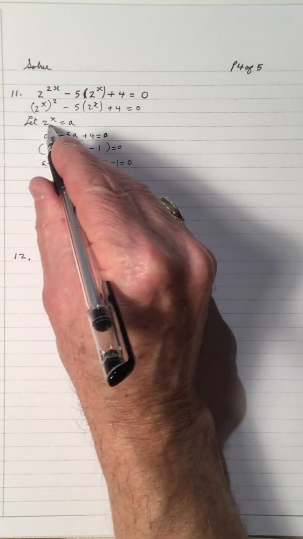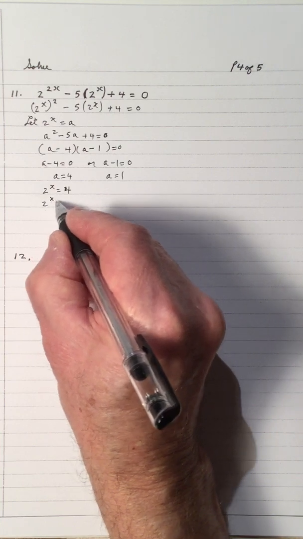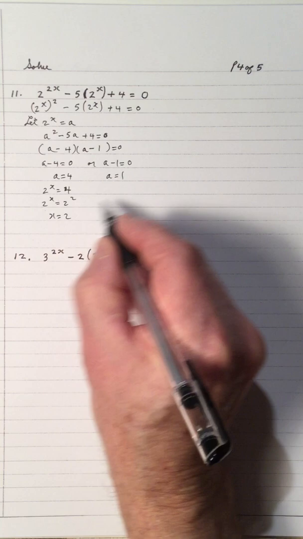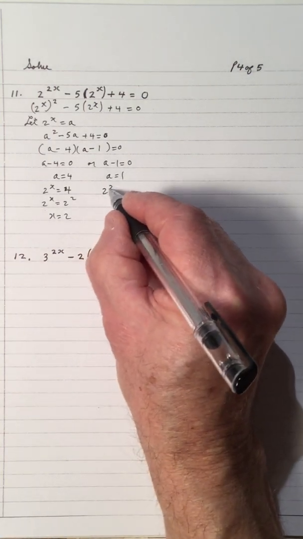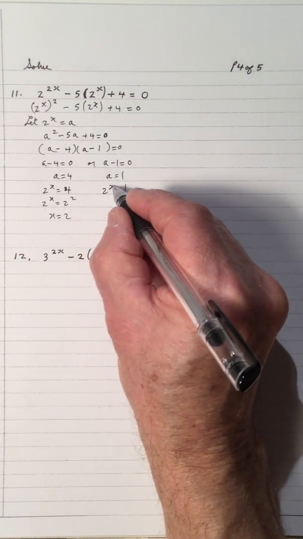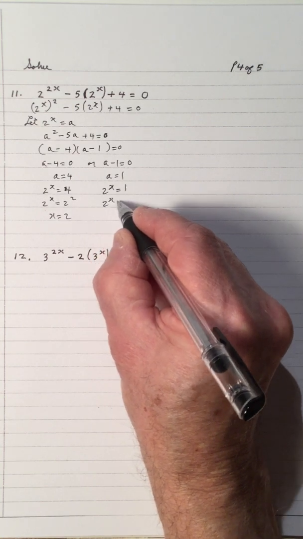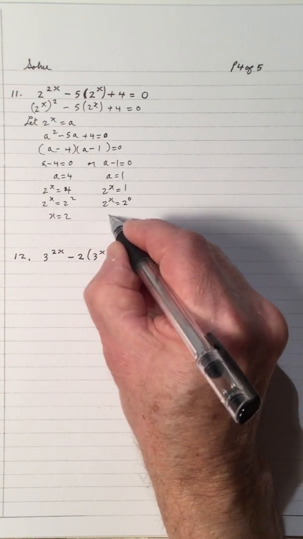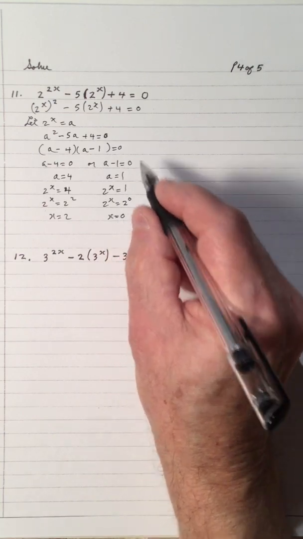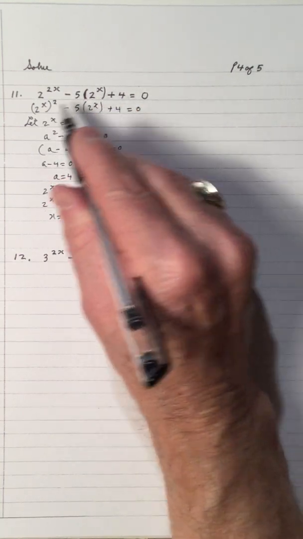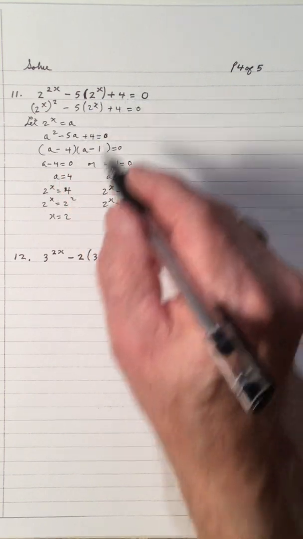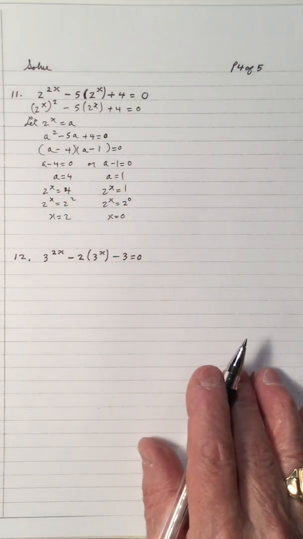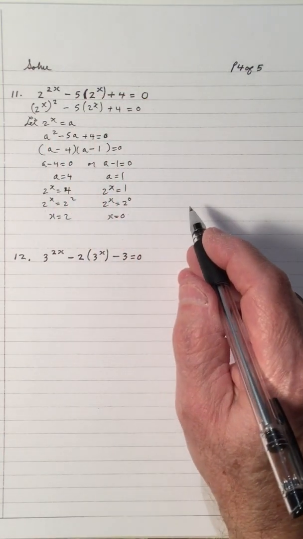A is 2 to the x, so that means 2 to the x equals 2 squared. Bases are 2, so x is equal to 2. Now, A is 2 to the x, so we got a base of 2. 2 to the what power gives me 1? 0. So that means x is 0. So for this equation, you got x is 2 or x is 0 as a solution. There's two possible answers.